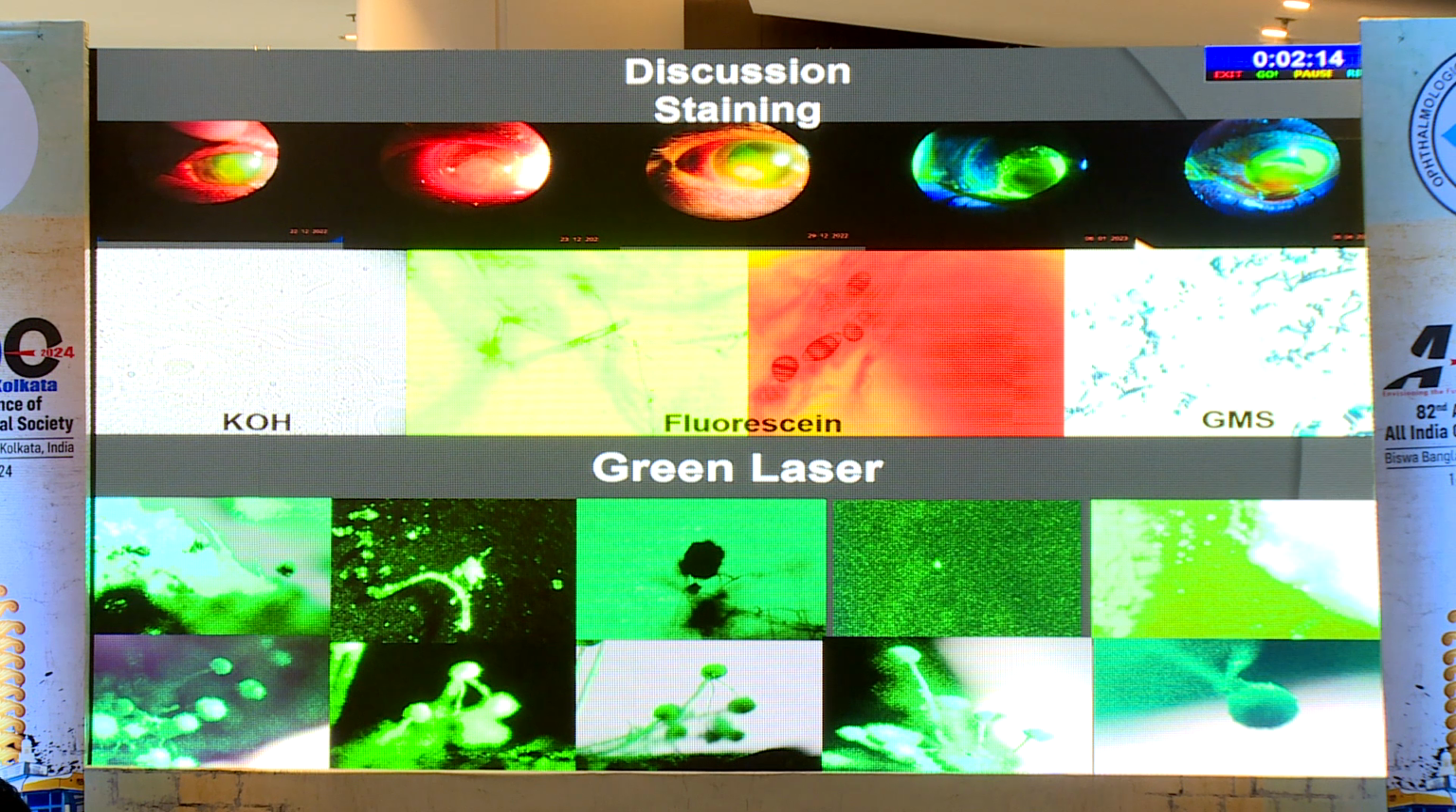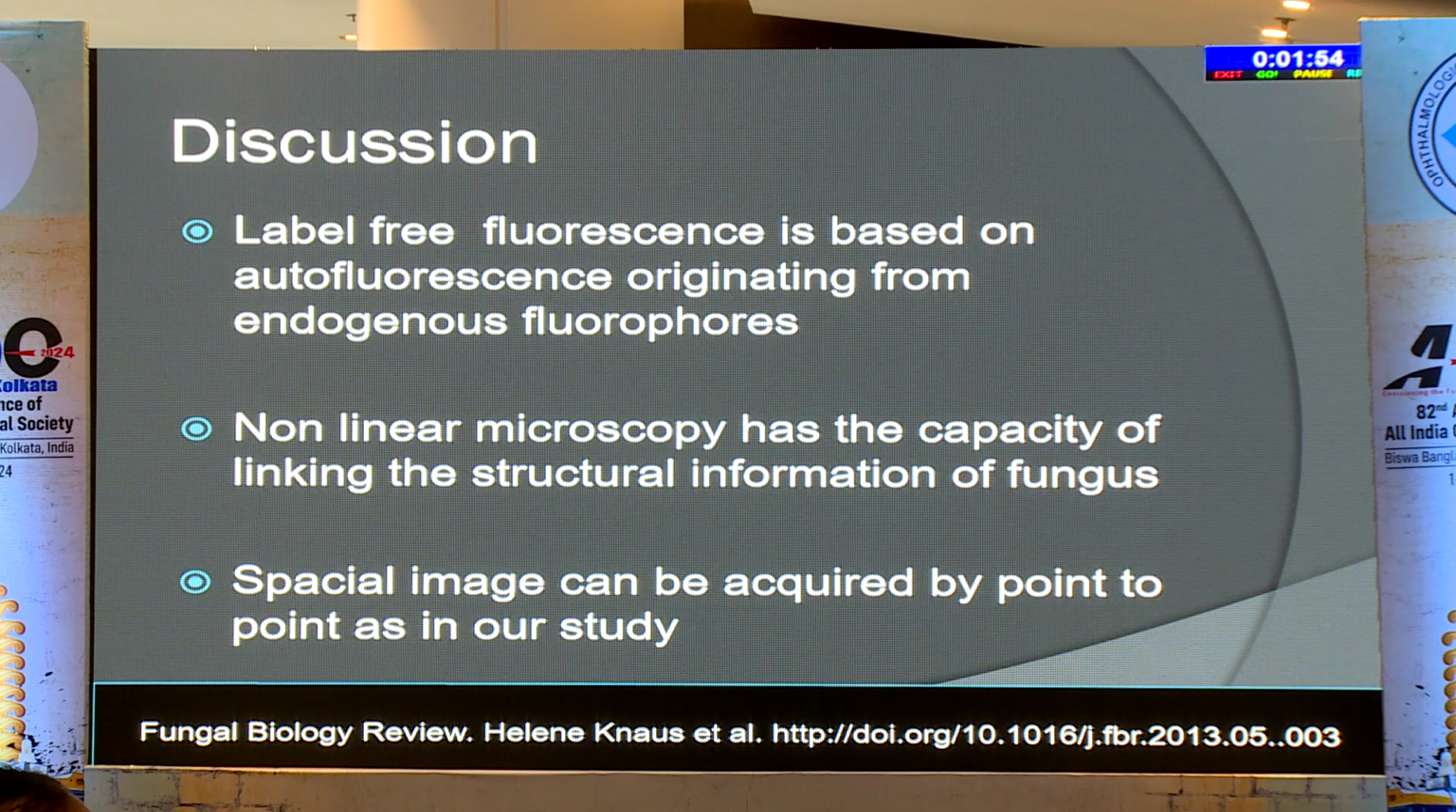Now you see in discussion, these are the stain. We know the conventional 10% or 20% KOH that can stain, but what we established is a fluorescent stain, which is a very rapid and cost-effective stain, and some of the corneal button GMS stain were done. And these are all the green laser which are being done to see the fungus. We know that label-free fluorescence is based on autofluorescence originated from endogenous fluorophores that can be found in the fungus, which is generated basically by the chitin in the fungus. Nonlinear microscopy has a capacity of linking structural information of the fungus.